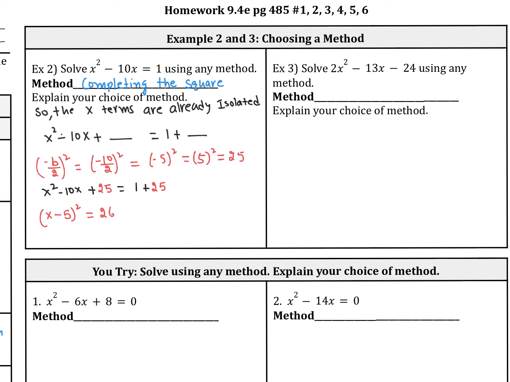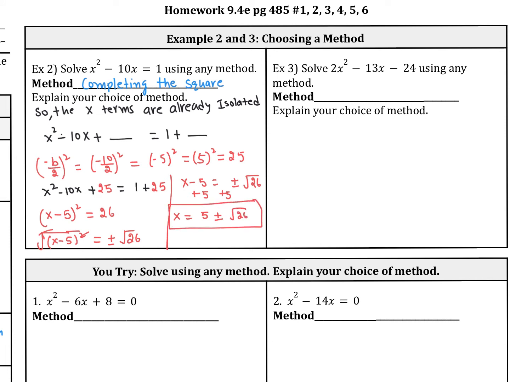You're going to take a square root on both sides, so what you get here is plus or minus square root of 26. Square and square root cancel. x minus 5 equals plus or minus square root of 26. Add 5. So x equals 5 plus or minus square root 26 is your answer.